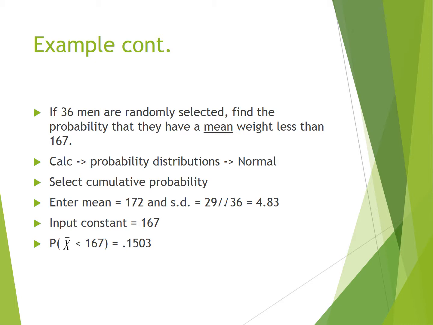If you do these two parts of this problem back to back, the only thing you've changed from part A with the one man to part B with the 36 men is you change the standard deviation from 29 to 4.83. And look, it did change the answer. It changed it to 0.1503.